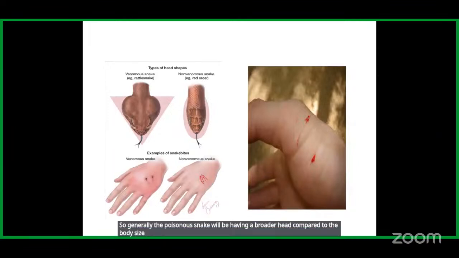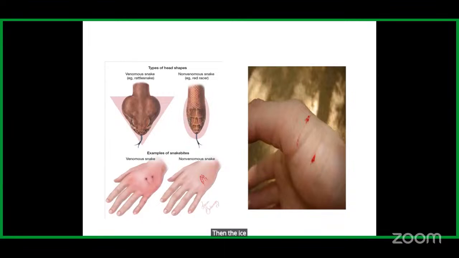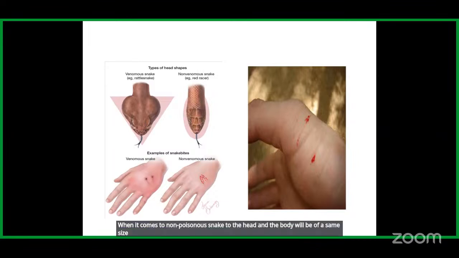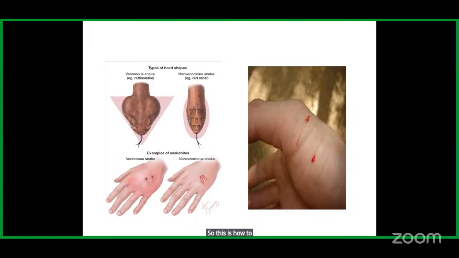The scales, what we call pore in Kannada, will be very close together. The squares in the scales will be very close to each other. Then the eyes: the pupil will be elliptical in case of a poisonous snake. When it comes to a non-poisonous snake, the head and the body will be of the same size. The pupils will be round and the scales will be far apart. So this is how to differentiate. This is important for providing first aid.